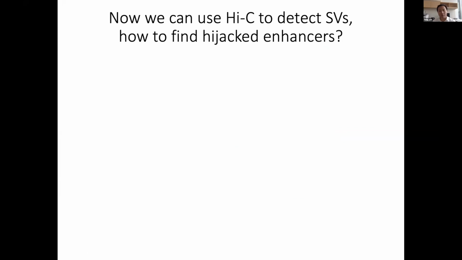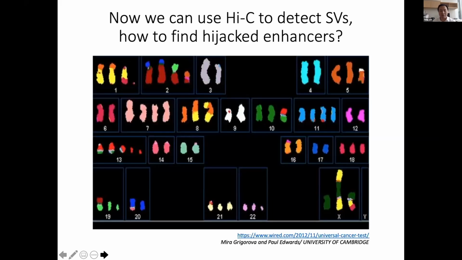The next question is, okay, now we have SVs in the genome. How do we find enhancer hijacking in cancers? It turned out this question is pretty complicated. I just want to remind you that the cancer genome is really messed up. In this case, you can see they have 4 copies of chromosome 7, really messed up fusion events on chromosome 1, and sometimes in the genome you have multiple bands coming together, meaning fusions coming from different parts of the genome.